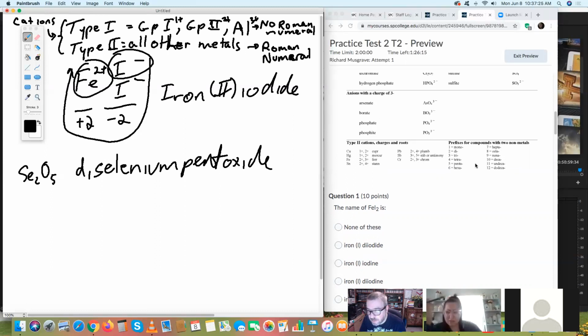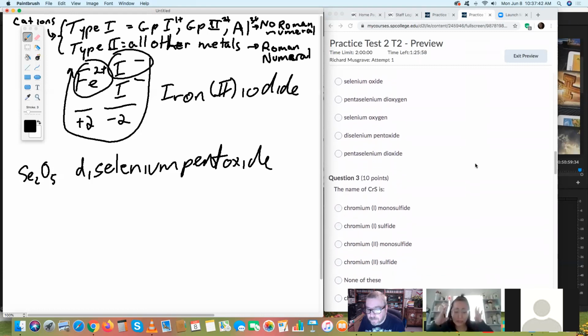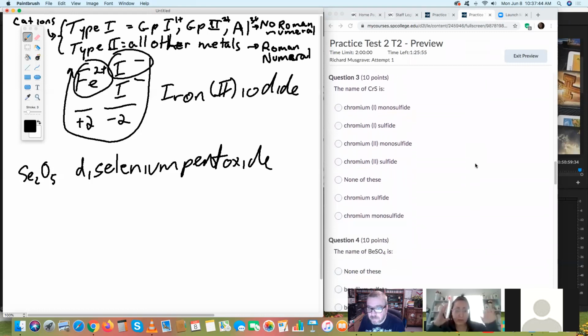Okay, I think the first test was like that. And then, okay, di, and then penta. But it's all predicated on knowing that Se and O are both non-metals. Yes, having that clear picture on your side of which side is metals and non-metals.